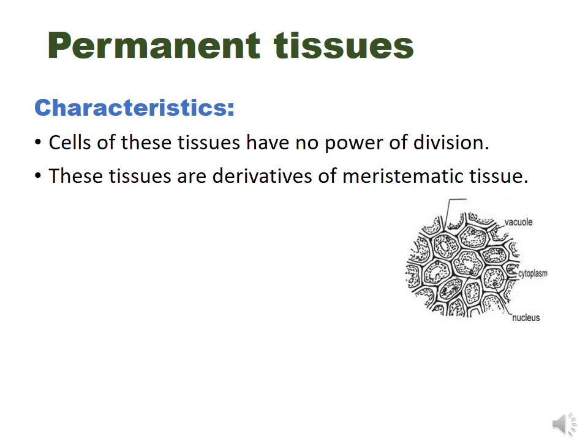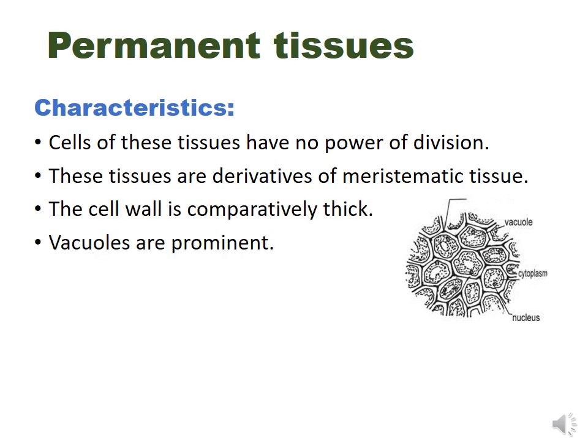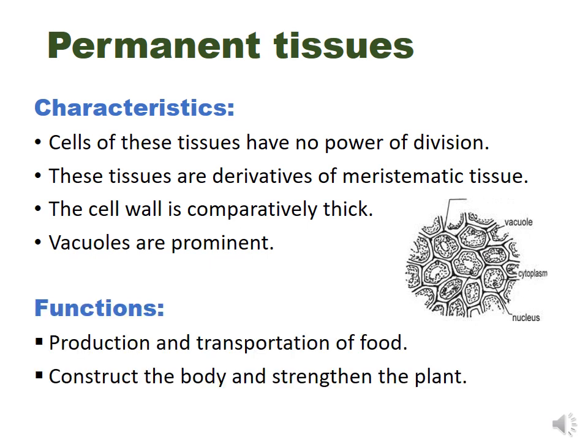And the cell wall of the permanent tissue is comparatively thicker than the meristematic tissue because several substances are deposited at the cell wall, and the vacuoles of the permanent tissue cells are prominent. They're very large in size. And now the functions of the permanent tissue: the production and transportation of food. They produce and transport the foods, the wastes, the nutrients all over the body, and they also construct the body, and they provide strength to the plant.